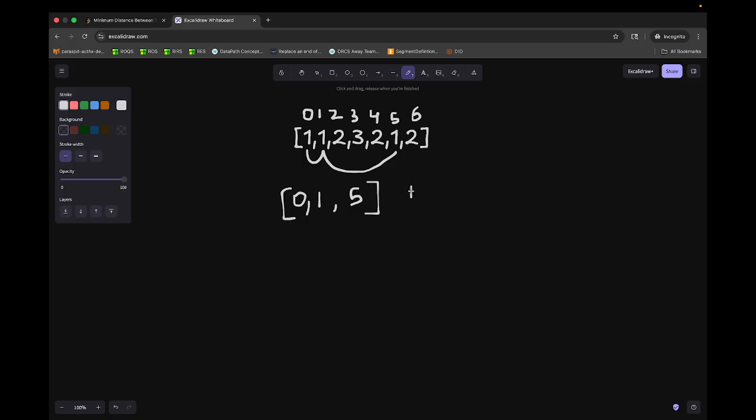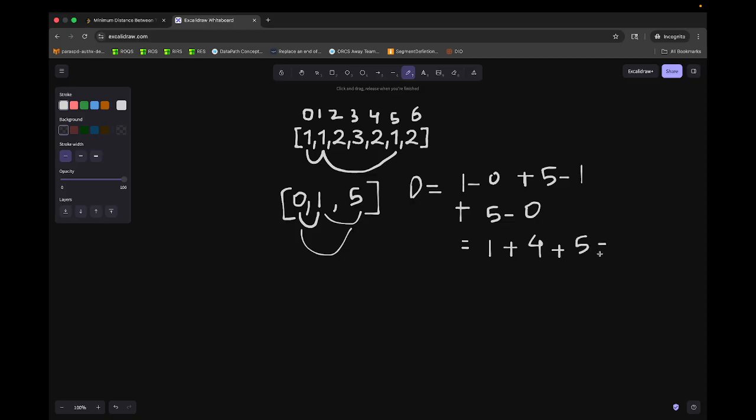And what is the distance of this? The distance will be the sum of the absolute differences. So it becomes 1 minus 0, plus 5 minus 1, plus 5 minus 0. So what does it become? It becomes 1 plus 4 plus 5, which is 10. So the distance of this good tuple is 10.